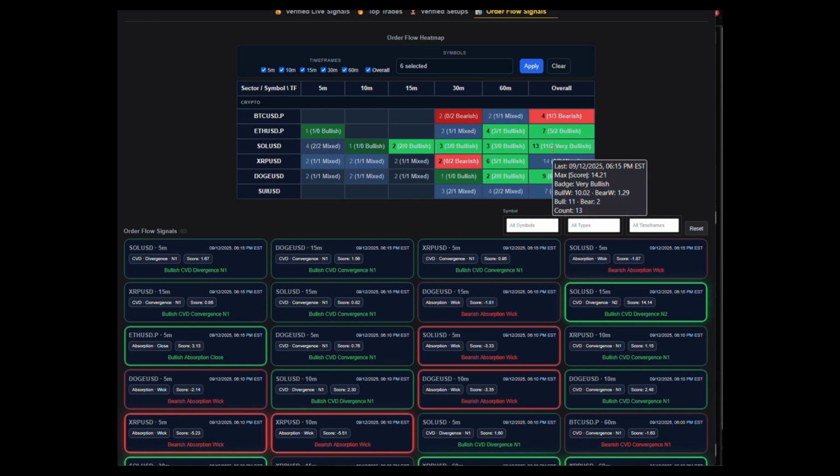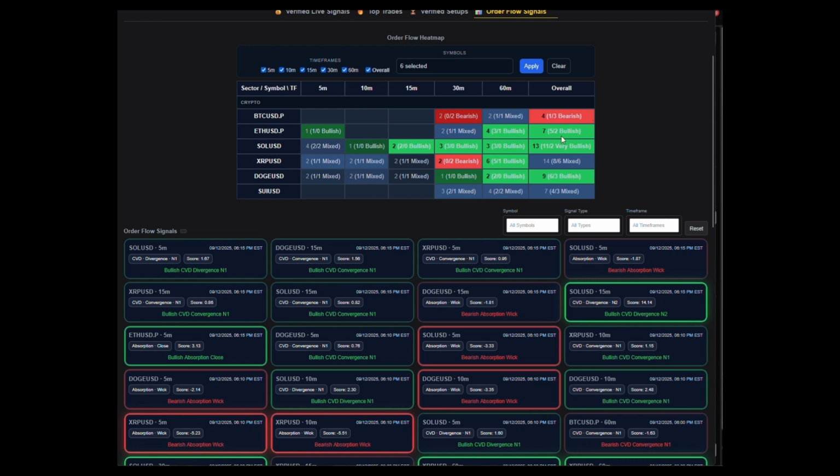Then you have the badge, very bullish, we discussed. Bull and bear is going to be the score of each side. So bullish W is 10, bear W 1.2. That's why that goes into the calculation for why this is very bullish. You have the bull and bear count and the total count.